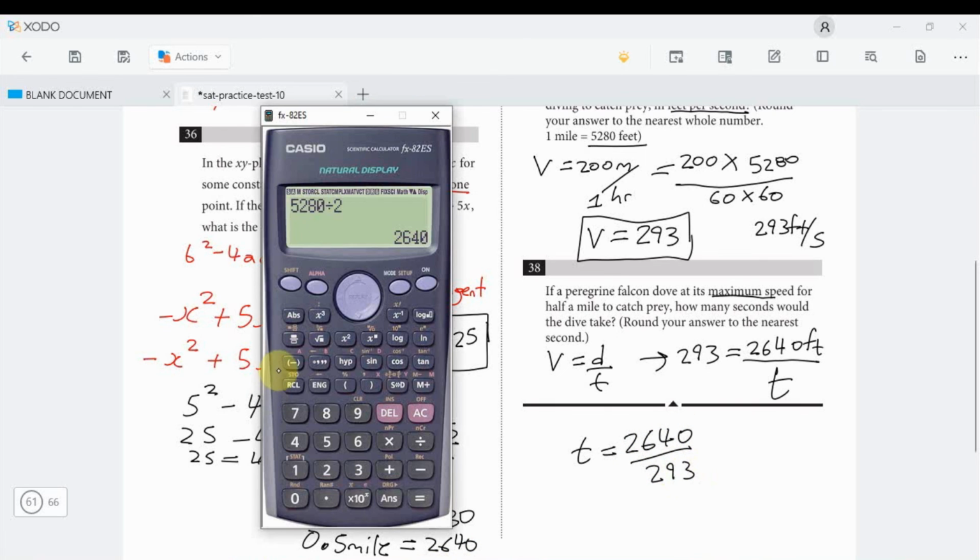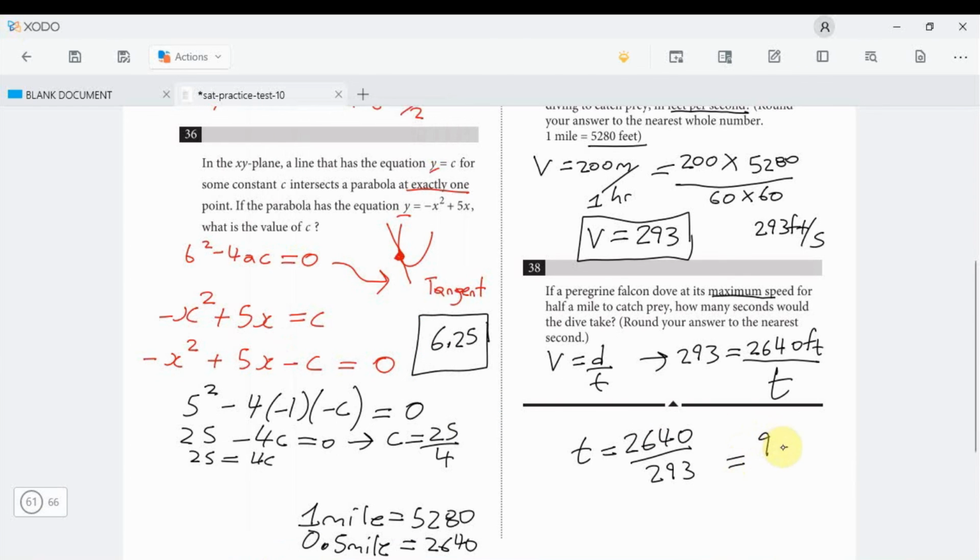You punch that in the calculator. 2640 divided by 293. And we get 9 seconds. That's equal to 9 seconds. Nice. It's 9 seconds. Okay.